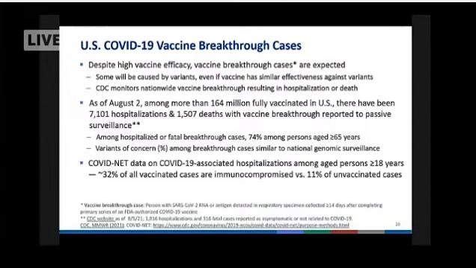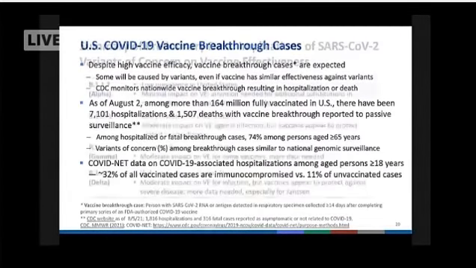In addition to national passive surveillance, CDC has a number of other ways to monitor breakthrough infection, including a population-based surveillance system called COVIDNet, which represents 10% of the U.S. population. The most recent COVIDNet data on COVID-associated hospitalizations among adults estimated 32% of all vaccinated cases are immunocompromised versus 11% of unvaccinated cases. Next slide.